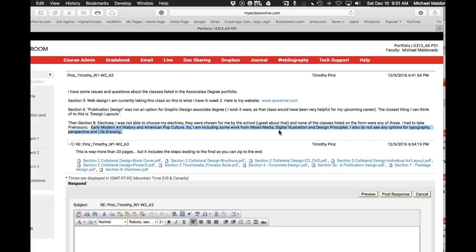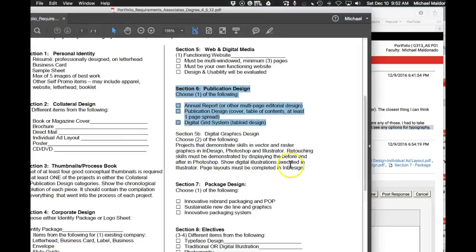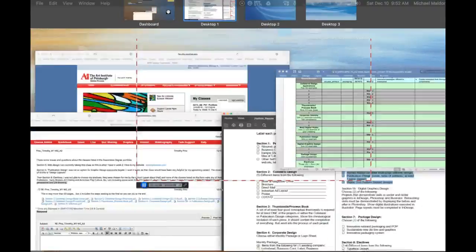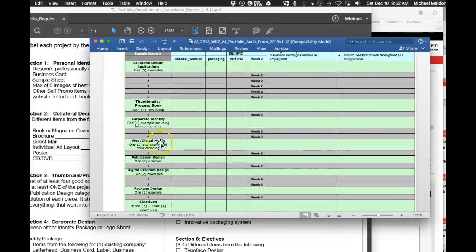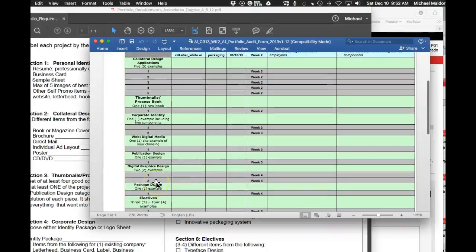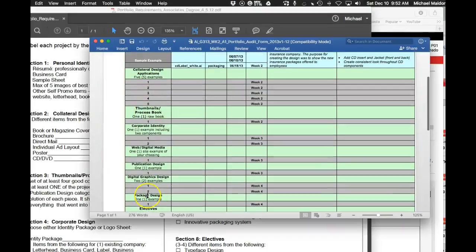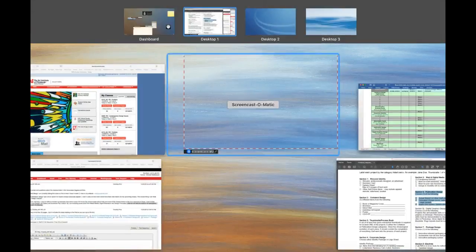It can be photography, it can be painting, it can be digital illustration, it can be layout and typography, any of those. And that brings me to your next question. I also did not see any options for typography, perspective, and life drawing. Well, those would fit right in your electives. Okay, so here are the requirements, and here's the schedule. So you really have a nice chance to take a look and see what's coming up, to see what you might possibly have to start designing yourself.